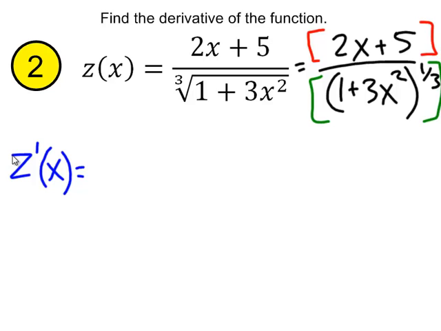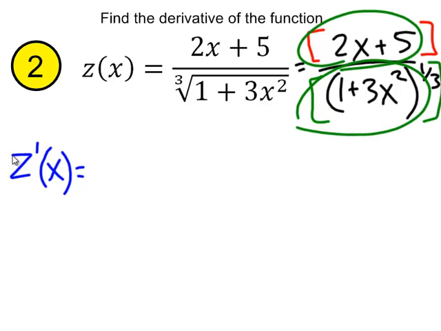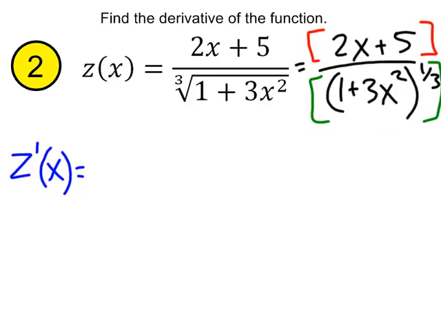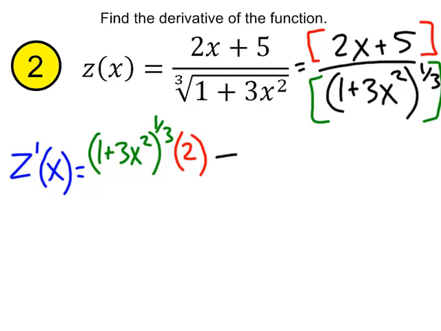So if we speak in those terms, the quotient rule says to take g times f prime of x, the bottom times the derivative of the top. Let's go ahead and do that. So 1 plus 3x squared to the 1/3 power times the derivative of the top. That's going to be just 2, right? Minus the top times the derivative of the bottom. So the top will be the 2x plus 5.